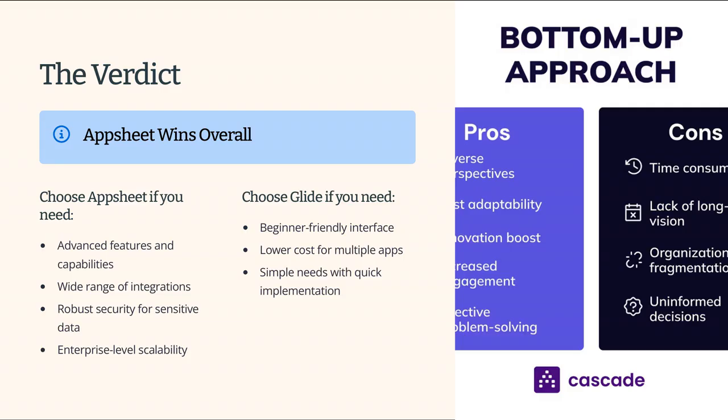So, who's the winner? It's Appsheet. While Glide is a great entry-level tool, Appsheet's more advanced features, wide range of integrations, robust security, and scalability make it a more powerful option. However, if you're a beginner or have simple needs, Glide's user-friendly interface and lower cost might be more suitable.